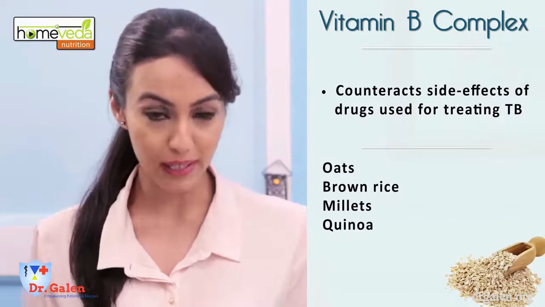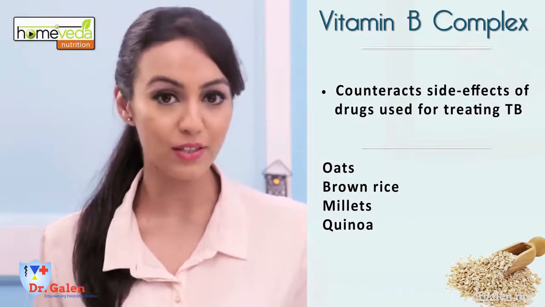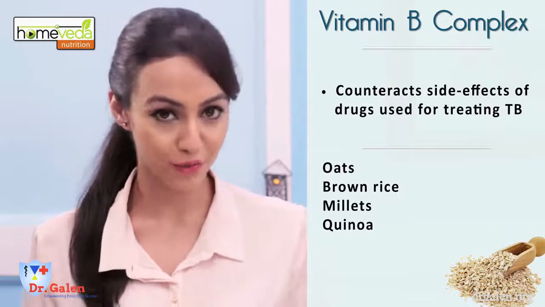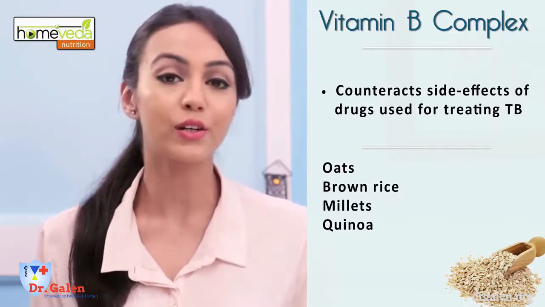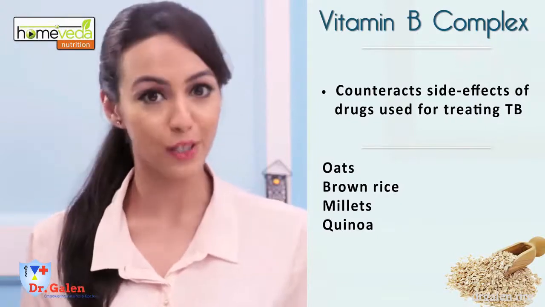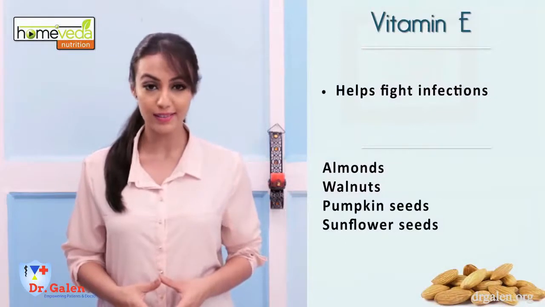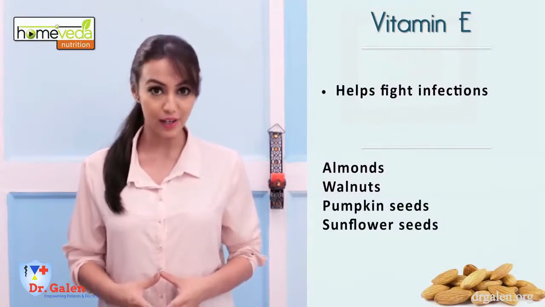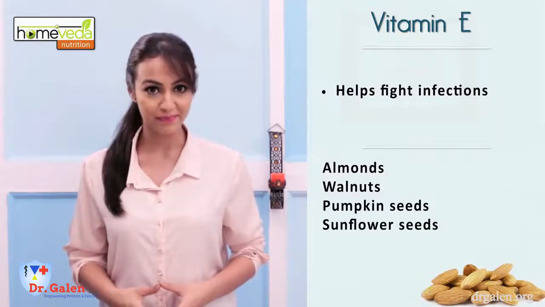Vitamin B complex counteracts the negative side effects of common drugs used for treating TB and hence should be a part of diet. Such foods include whole grains like oats, brown rice, millets, and quinoa. Also eat nuts and seeds like almonds, walnuts, pumpkin seeds, and sunflower seeds, as they have vitamin E, which helps fight infections.